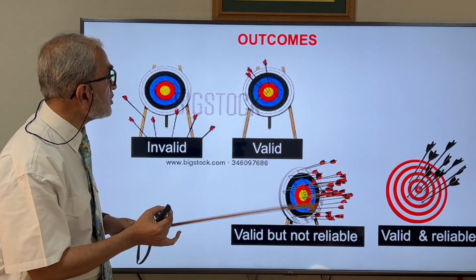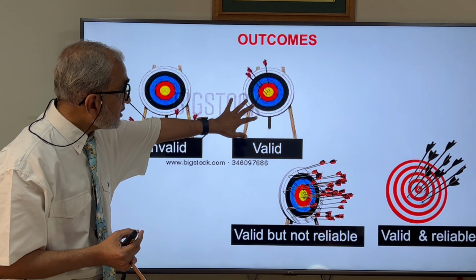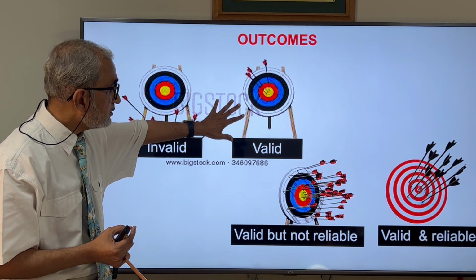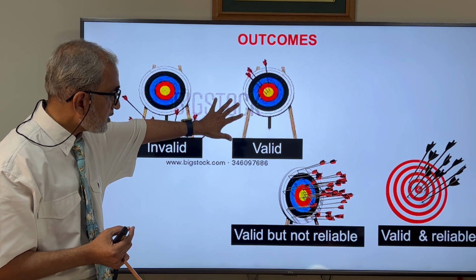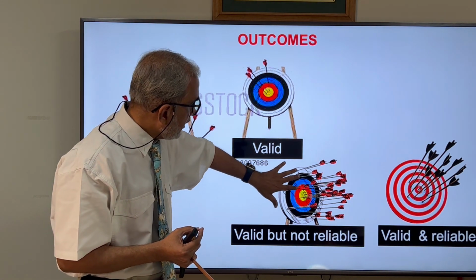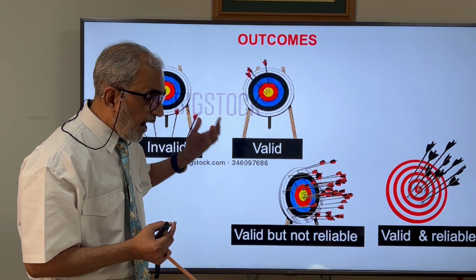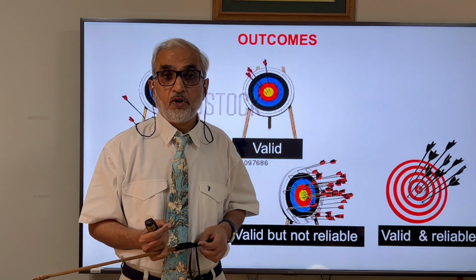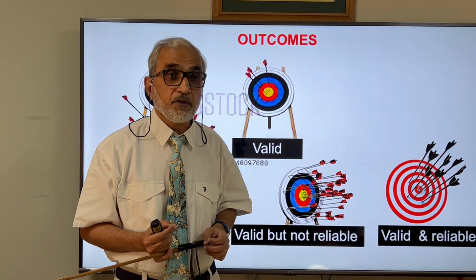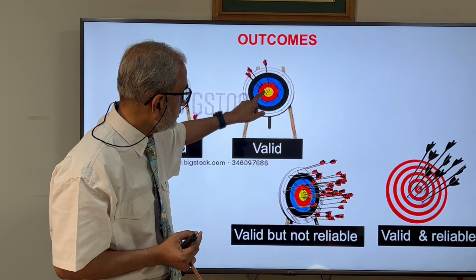Now, if the arrows are hitting the target, then it's a valid test. Now, you see, if the arrows are hitting it and we start scoring, what is the score the archer achieved? We know in targets the numbers are written.